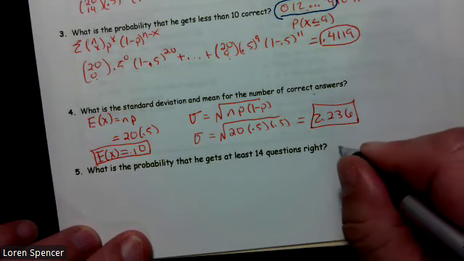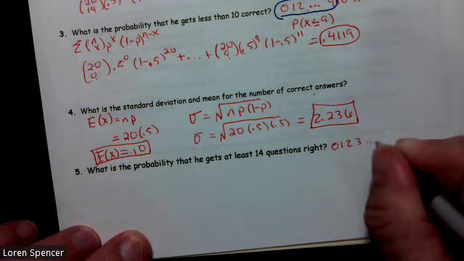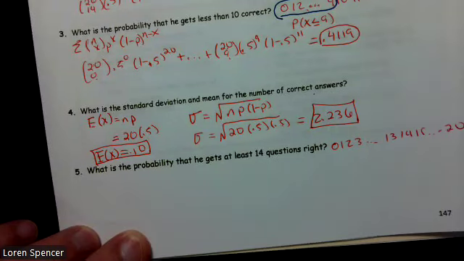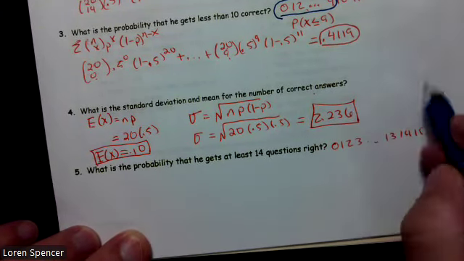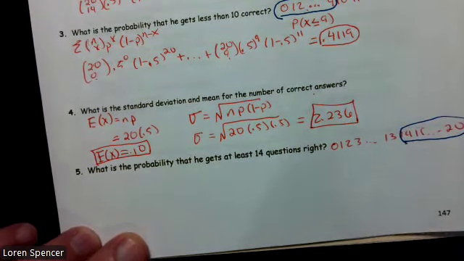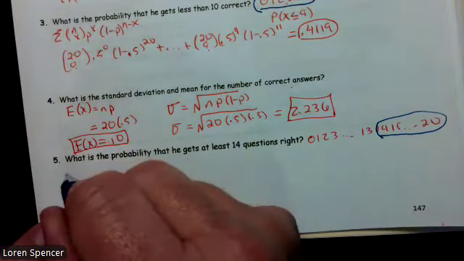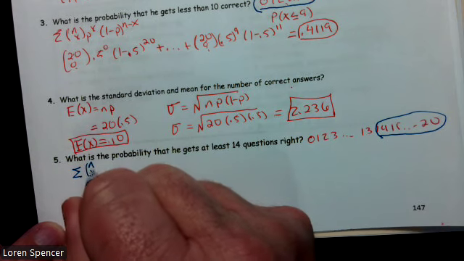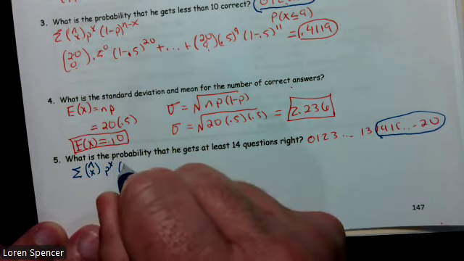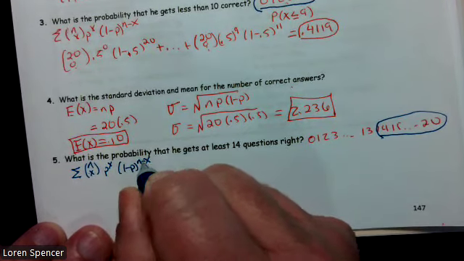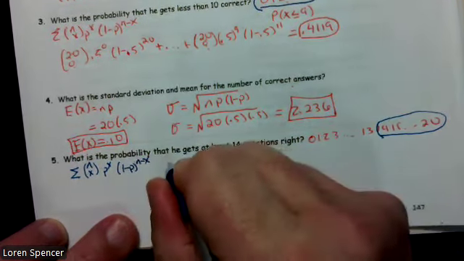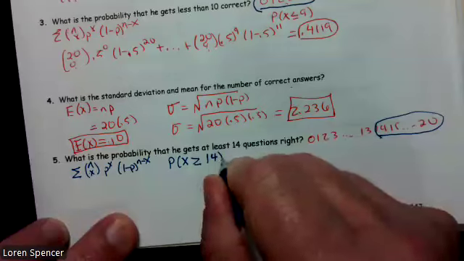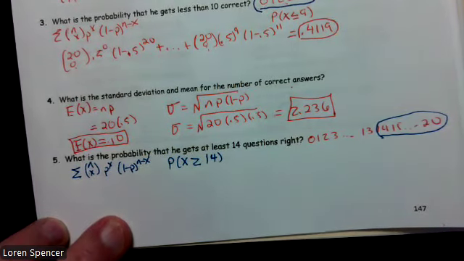The next one, what's the probability he gets at least 14 questions correct? All right, so 0, 1, 2, 3, dot, dot, dot, 13, 14, 15, dot, dot, dot, all the way to 20. But I want at least 14. So I have multiple values, which means I have to use the summation. The summation is going to be n choose x, p to the x, 1 minus p to the n minus x. My probability statement, the probability that x is greater than or equal to 14.